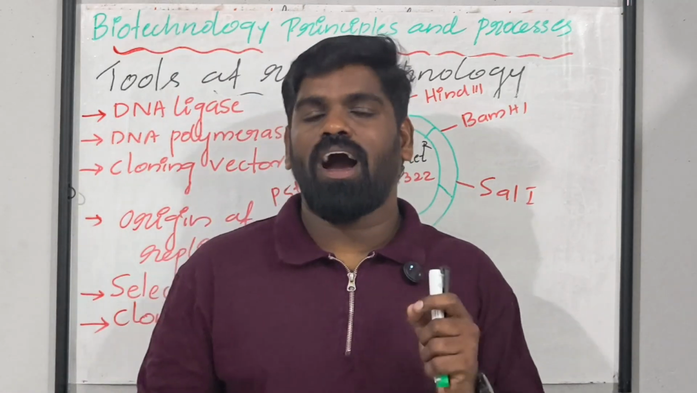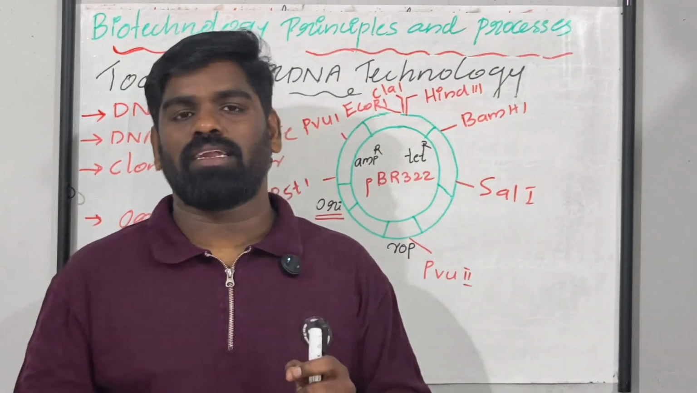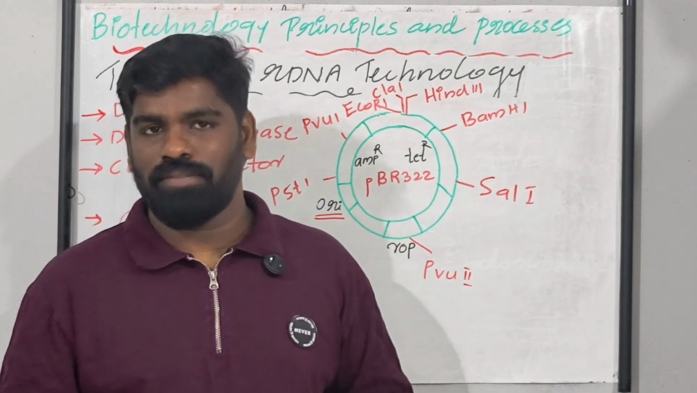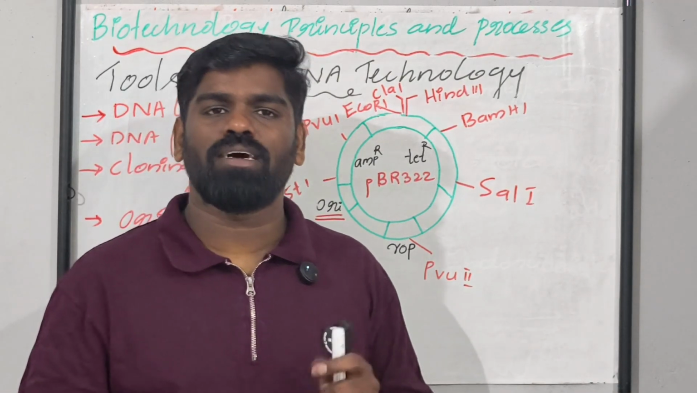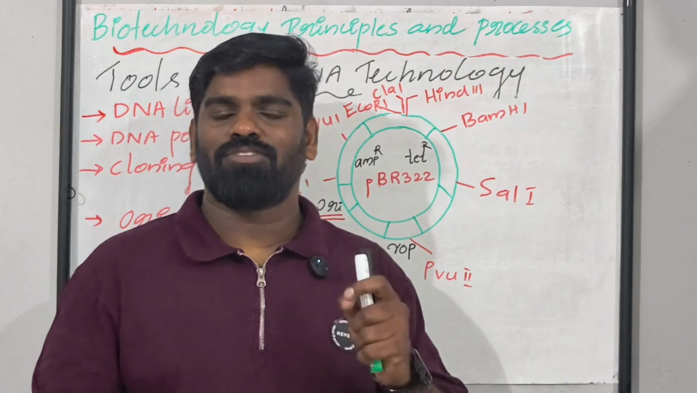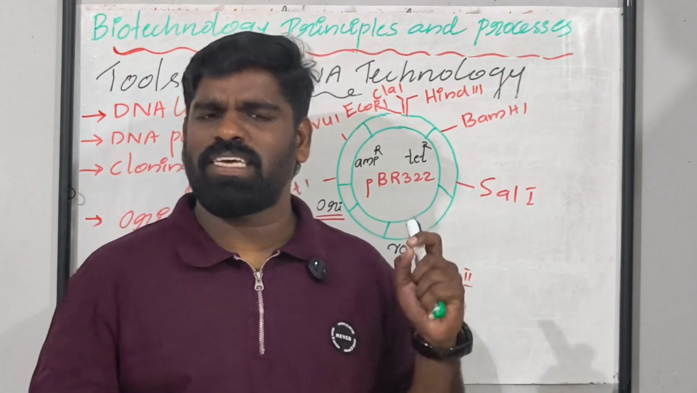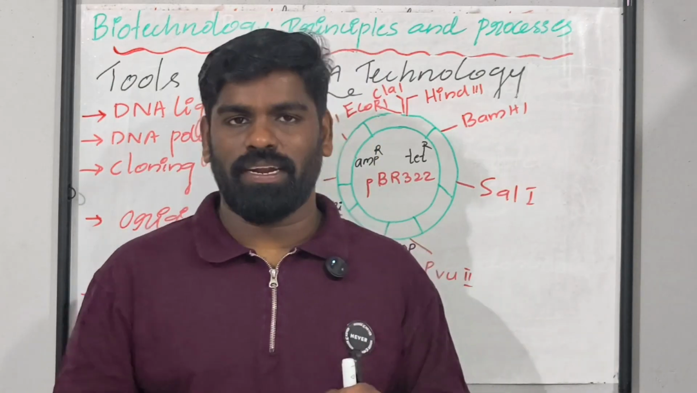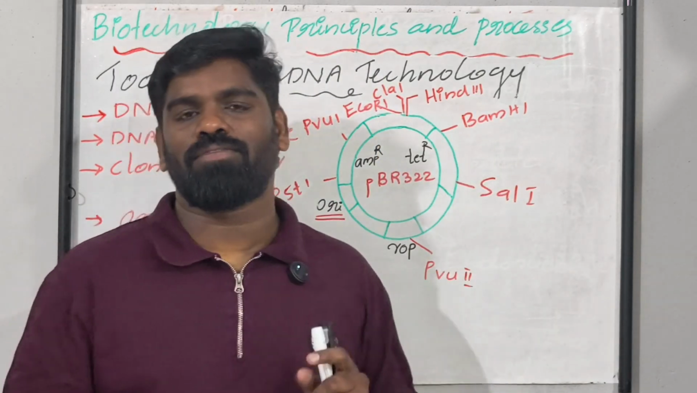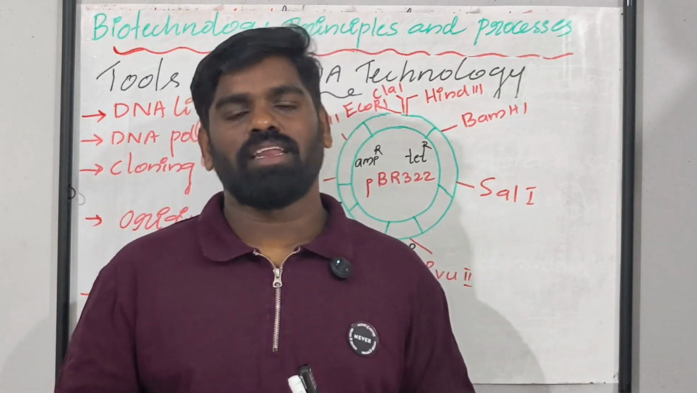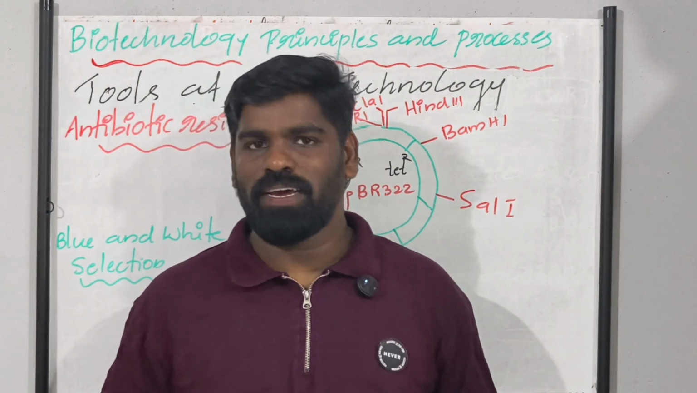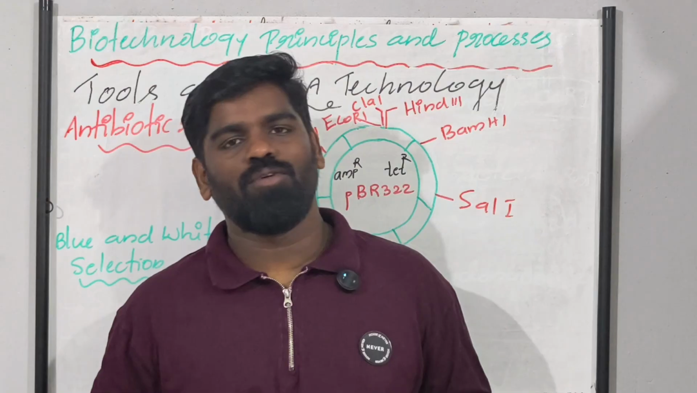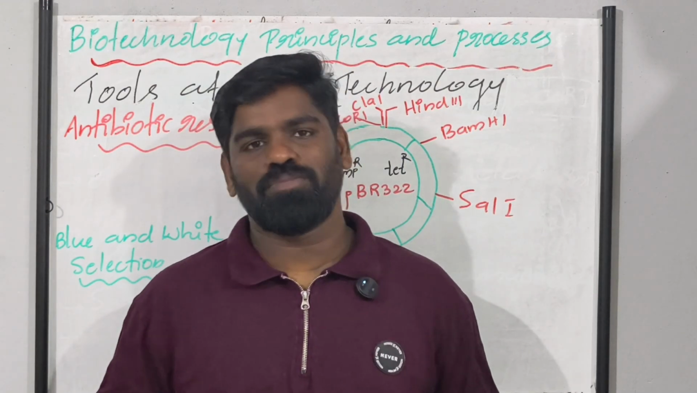Now next, ROP. ROP is a region which synthesizes the protein required for the replication process. So that is also required. These are the major characteristics of a cloning vector. So these are the characteristics of the cloning vector pBR322, which we have already completed.